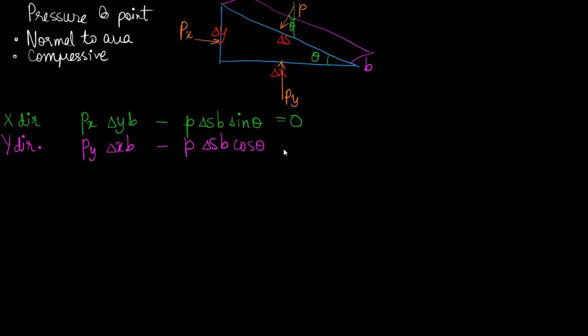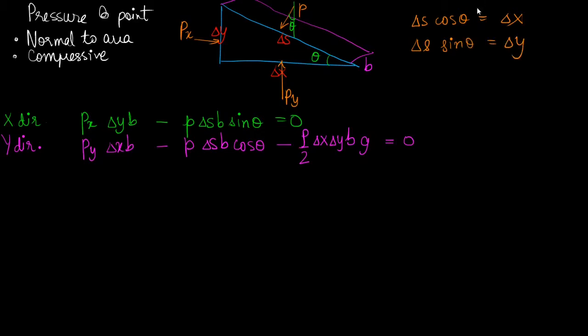Apart from these two surface forces, we will also have the weight of the fluid element. So if the density is rho, then the volume is delta x delta y by 2 multiplied by b, so this is the total mass of the fluid element, and times gravity, this will be total weight. So rho times the volume times g, and this will be equal to 0. From elementary trigonometry, we have delta s cos theta is equal to delta x, and delta s sin theta is equal to delta y. So let us simplify the force balances.